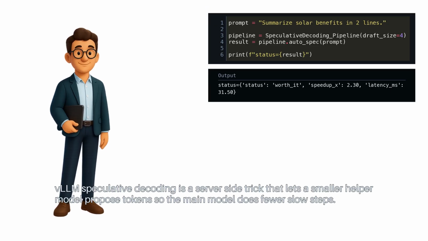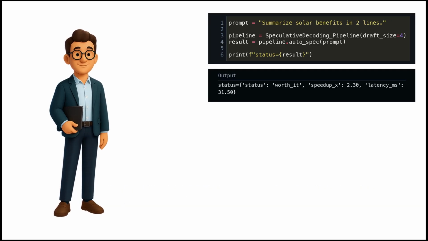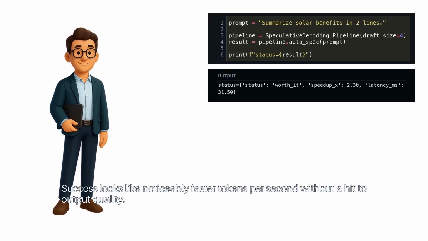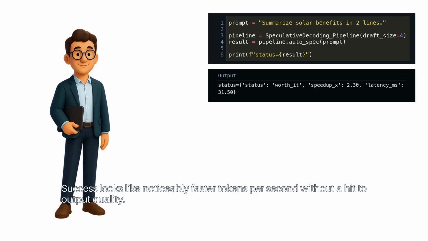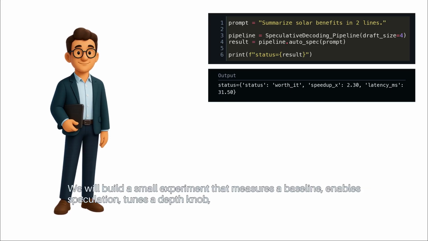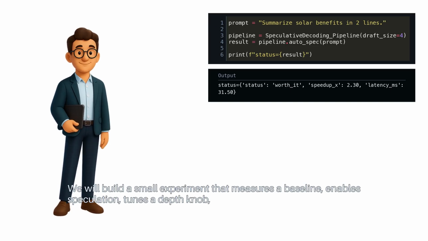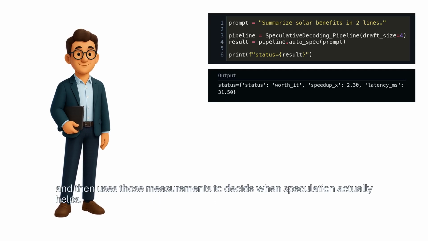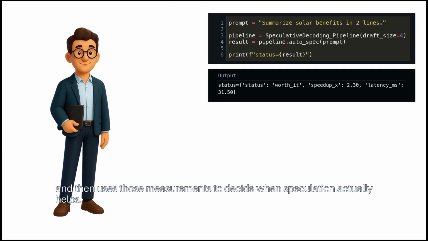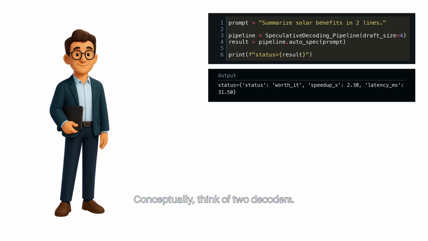vLLM Speculative Decoding is a server-side trick that lets a smaller helper model propose tokens, so the main model does fewer slow steps. Success looks like noticeably faster tokens per second, without a hit to output quality. We will build a small experiment that measures a baseline, enables speculation, tunes a depth knob, and then uses those measurements to decide when speculation actually helps.